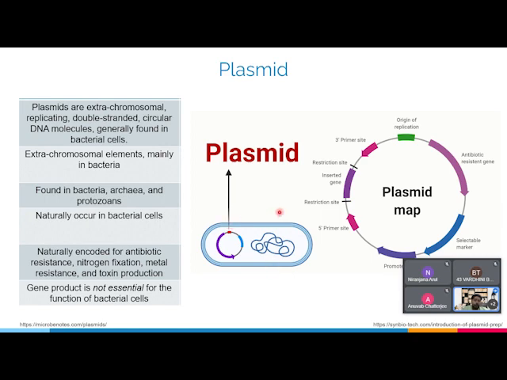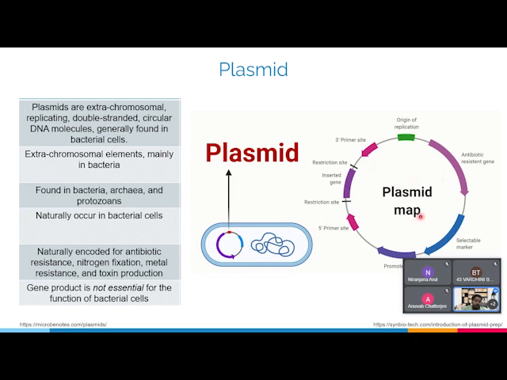So one of the vectors is shown here. Vector plasmids are of three types. It can be a cloning plasmid, which is used to clone our gene of interest and replicate it in large quantities. It can be an expression plasmid, which is used to express the gene of our interest, or it can be a shuttle plasmid, which is used to transfer a particular gene from a prokaryote to a eukaryotic system.